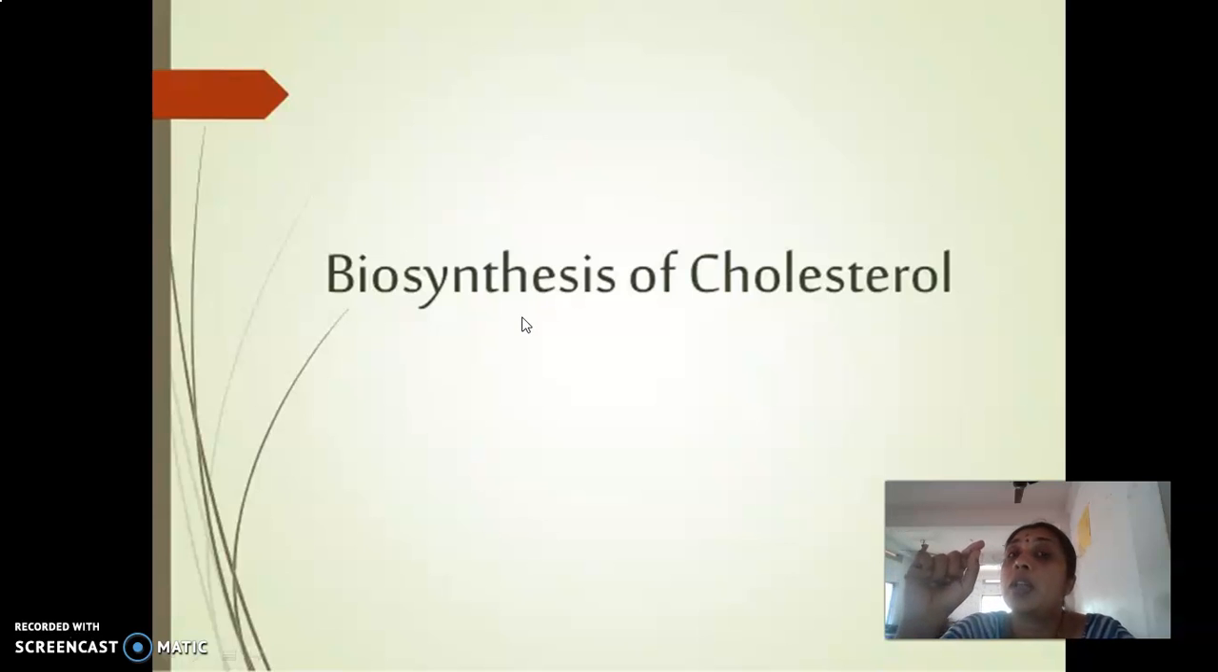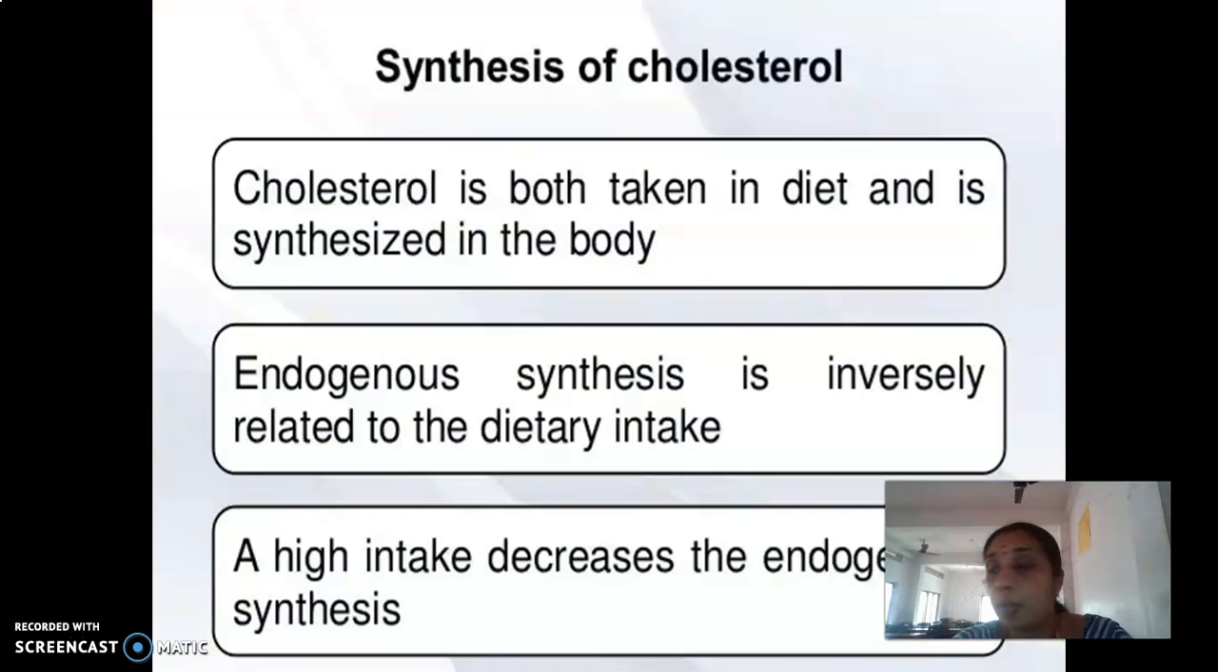Around 18 molecules of the 2-carbon acetyl-CoA are needed for the synthesis of one molecule of cholesterol, and it is a highly energy requiring process with high ATP consumption. Cholesterol is both taken in the diet and also synthesized by the body. The endogenous synthesis is inversely related to dietary intake. When the dietary intake increases, the endogenous synthesis decreases, and when the dietary intake decreases, the body itself synthesizes more and more cholesterol. High intake decreases the endogenous synthesis.